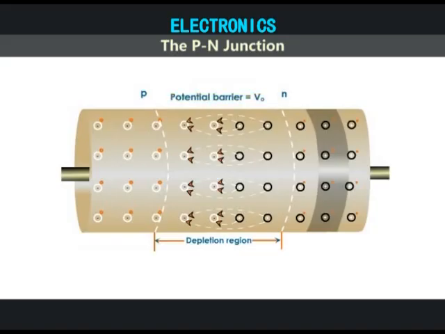You can clearly see that the potential barrier V0 that is set up gives rise to an electric field that prevents the respective majority carriers from crossing the barrier region.